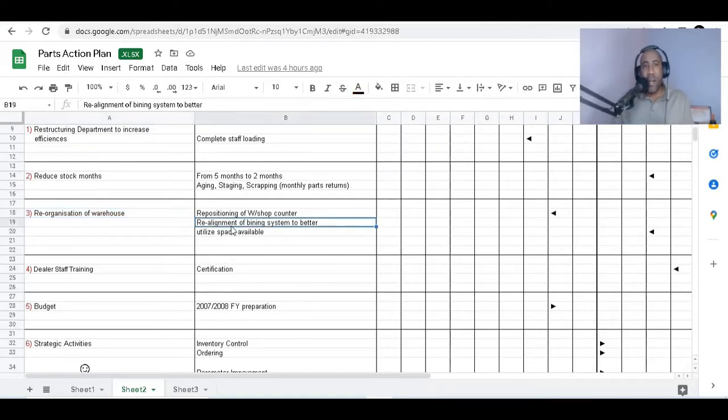Of course, realignment of the binning system to better, it ties in with that as well. You want all those fast moving parts so that when the technician comes, they can get those items as fast as possible to get the customer out, because that is also a priority. And utilize the space that is available around you. You want to eliminate waste as much as possible. That is also an ongoing project.